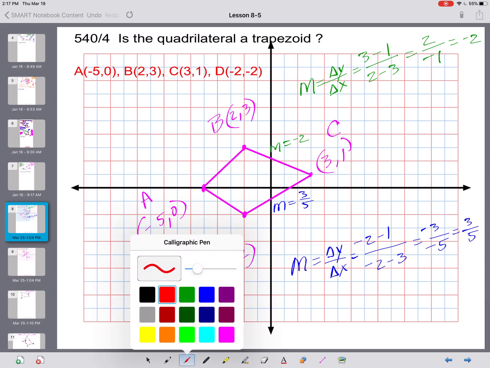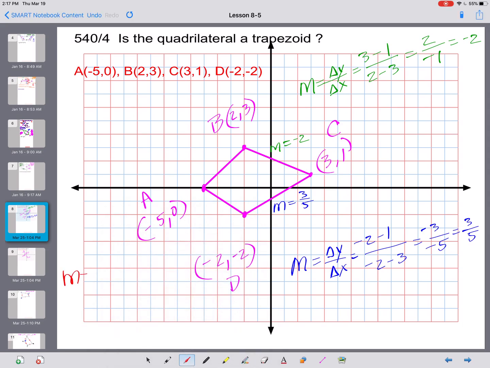Okay, that's the slope right here, positive 3/5. Let's look at this one. We'll do it in red. Slope, change in Y over change in X. Okay, Y's first: 0 minus a negative 2. On the bottom, negative 5 minus a negative 2. On top, minus a negative plus a positive. Same here. On top, I have 2. On the bottom, I have negative 3. That's going to be a negative 2/3.